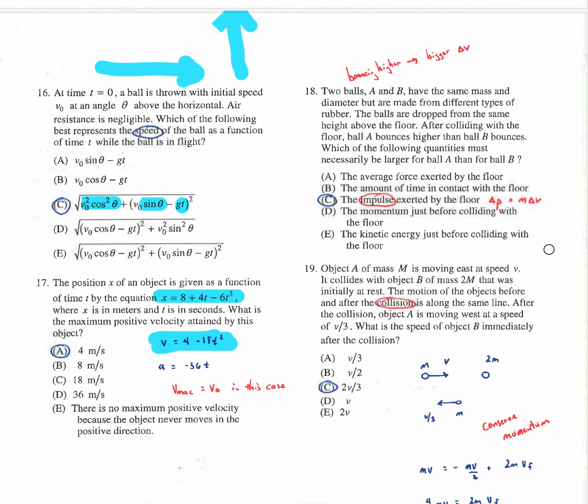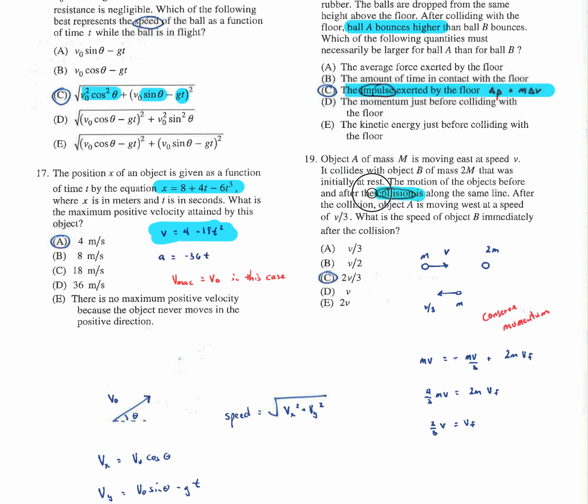2 balls given the same mass and diameter, that's all worthless. They collide with the ground, so we know we're talking about momentum with the collision, and ball A bounces higher. Well, that must mean that A got a bigger impulse exerted by the floor. An impulse is the change in that guy's momentum, which means it's a change in its velocity because mass isn't changing here. And so the only way you bounce higher is if you had a higher velocity, which means you had a bigger delta V from the floor, which means the floor gave you a bigger impulse.